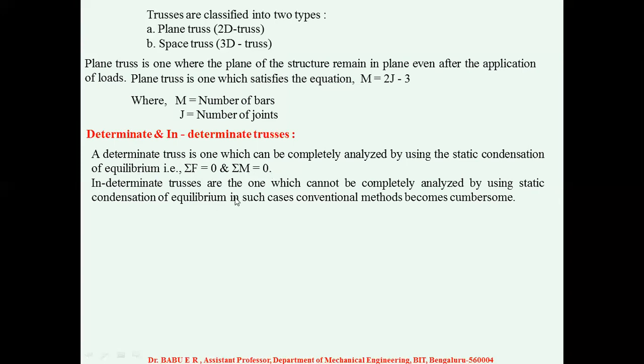Indeterminate trusses are the ones which cannot be completely analyzed by using the static conditions of equilibrium. These trusses cannot be analyzed by using the equilibrium equations alone, so we call them indeterminate trusses. In such cases, conventional methods become cumbersome.